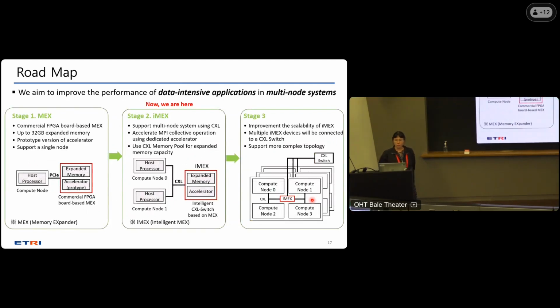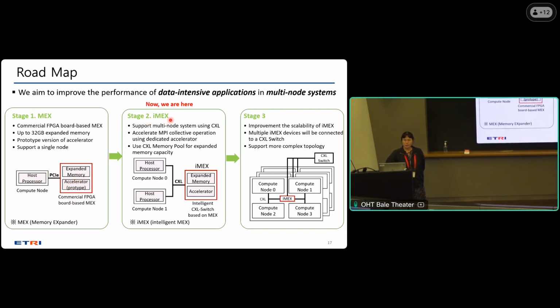And this is our roadmap. There are 3 stages in our roadmap. We aim to improve the performance of data-intensive applications in multi-node systems. In the first stage, called MPI, we developed the commercial FPGA board-based MPI, which has up to 32 gigabyte expanded memory and a prototype version of the accelerator. And it supports a single node connected to the host processor through PCIe.